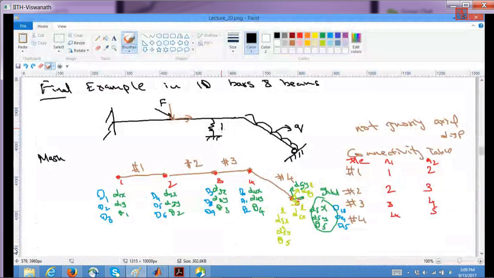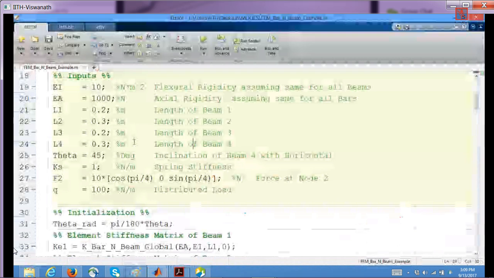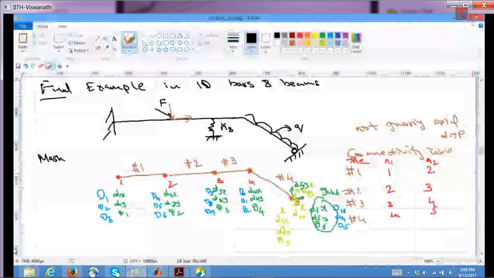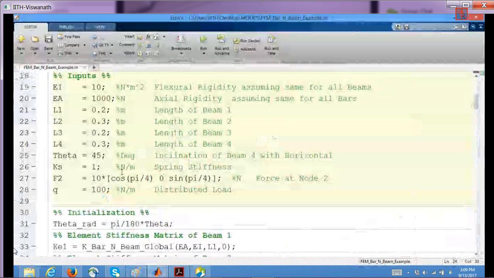And this is the spring stiffness, Ks, because this guy is supported not rigidly but on an elastic spring. So this is the elastic spring, or people call it an elastic foundation. At this point it is resting on an elastic foundation which has a stiffness of Ks, and we are taking that Ks to be equal to 1, and I'm also taking this force as inclined at 45 degrees with F value equal to 10.